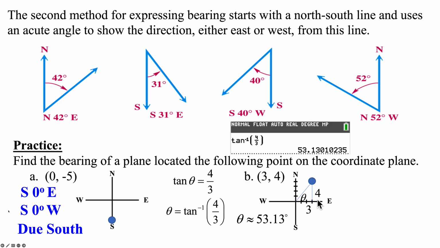Oh, wait a minute. That's from the east line going north. Wait. We've got to go from north going east. So we're going to need a theta prime. We need a reference angle right here. So we need to subtract 90 minus 53.13, which is 36.87 degrees. So the appropriate bearing would be north 36.87 degrees east. So again, take your time, make sure you're always starting from a north line or south line going west or east. 53 would be starting east going north, and that's not the way we write that bearing.